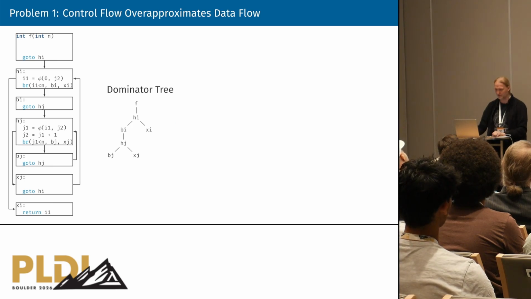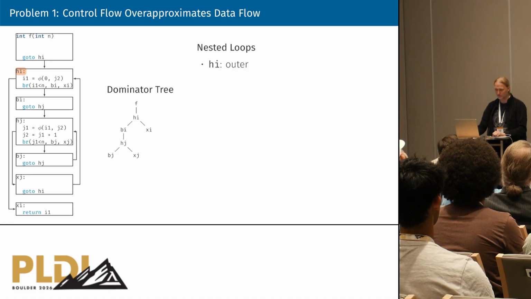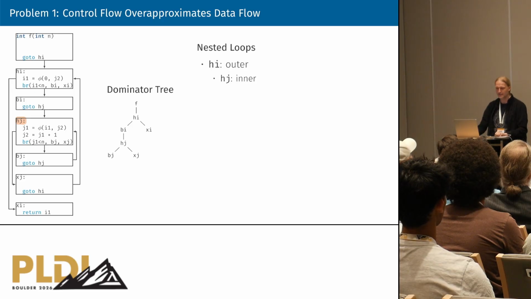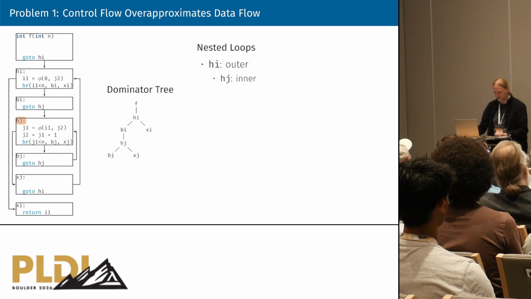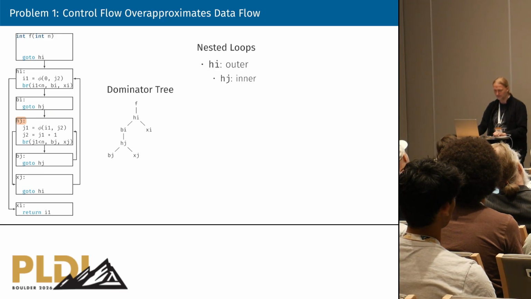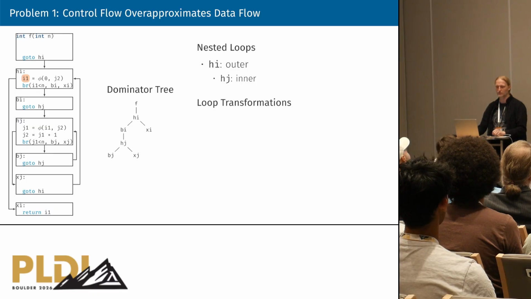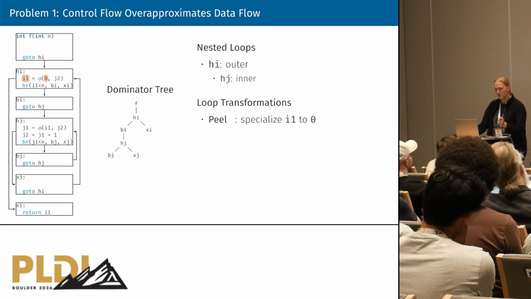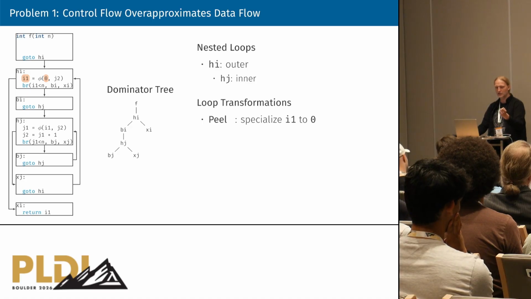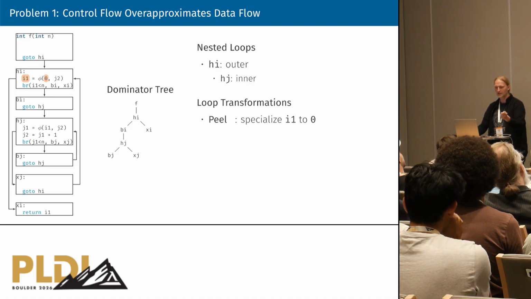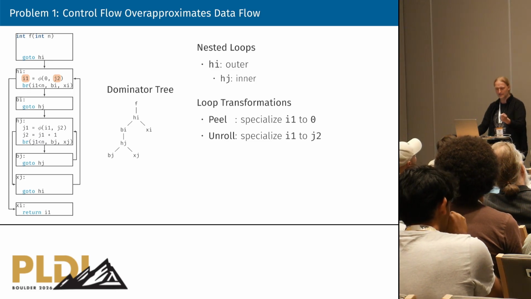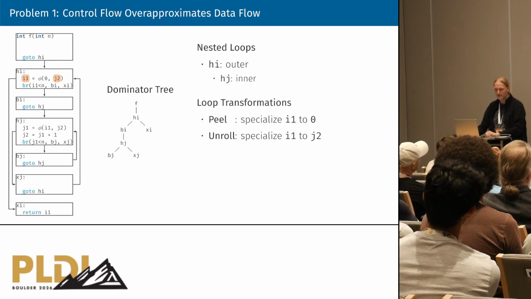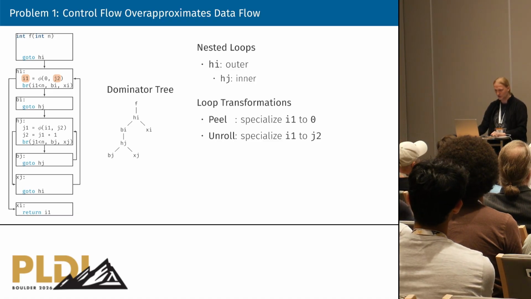Here's the dominator tree of this thing, and we have two nested loops. We have this outer loop with this header hi that introduces this induction variable i1. Then nested inside of that we have this inner loop with this header hj that has this induction variable j1. Let's say we want to do some kind of loop transformation, for example peel the outer loop. To pull that off, we have to specialize this phi i1 to the first phi argument 0, right? Now, if we want to unroll the loop, we have to specialize this whole loop with the phi i1 using the second argument of the phi j2.